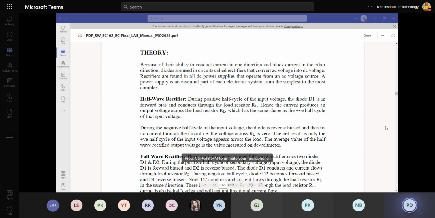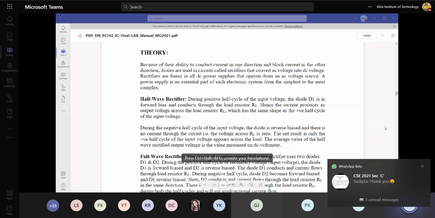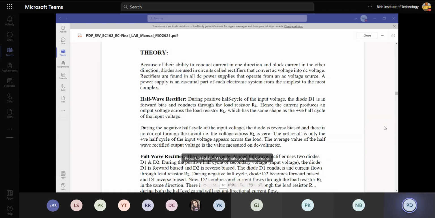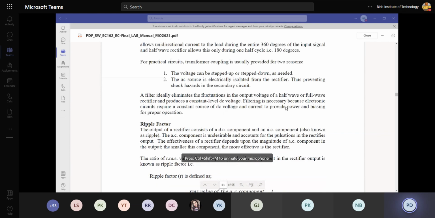Okay, pulsating DC means we are getting a unidirectional current. If you are giving a sinusoidal input, there will be a positive half and a negative half in the input, but in the output of the rectifier circuit only the positive half will appear. Okay, so in the half wave rectifier circuit you are having, sir, please go downward, whether these waveforms are there or not.